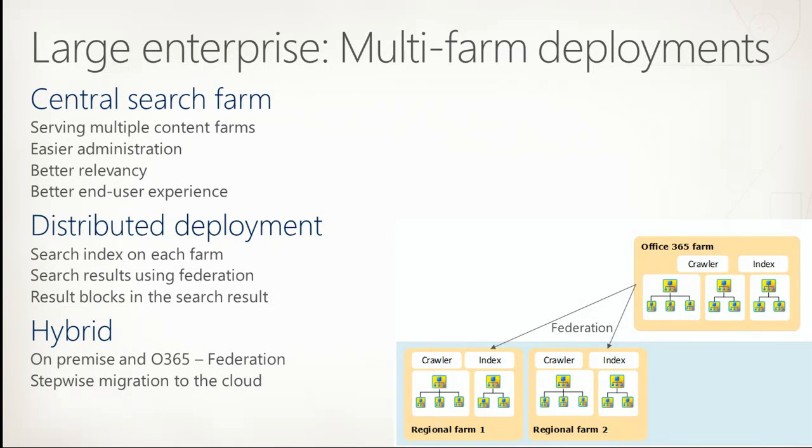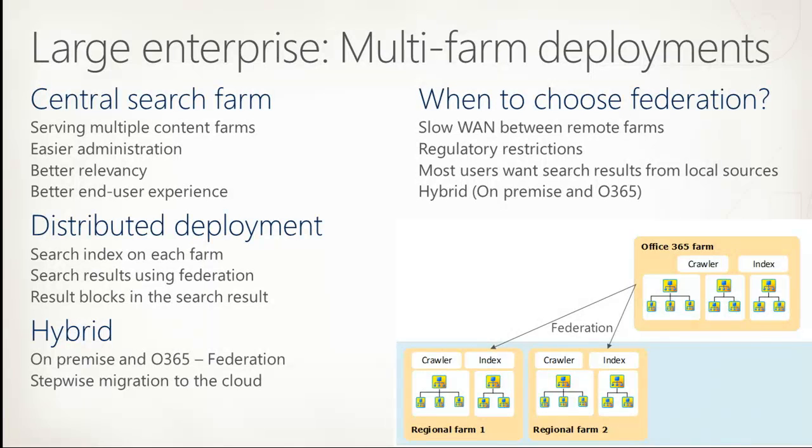And a little bit about when you would decide to use federation rather than a central farm. There are situations where you have slow connections between the regional farms. Then it can be inconvenient to do crawling across the WAN. There are obviously regulatory restrictions in some cases where it's not practical or not possible for legal reasons to have a central farm and consolidate all the content in one place.